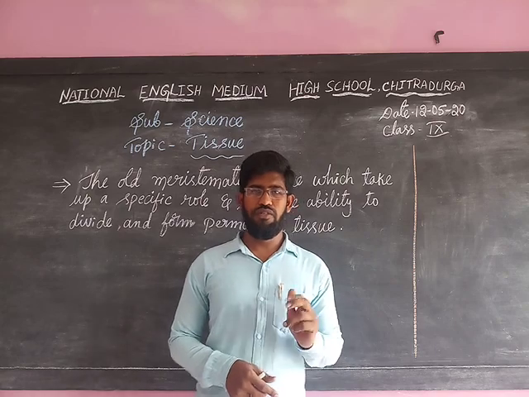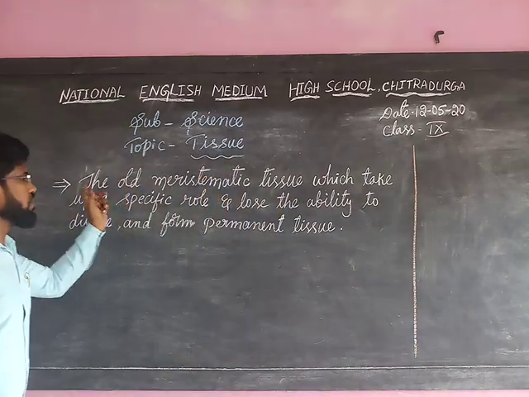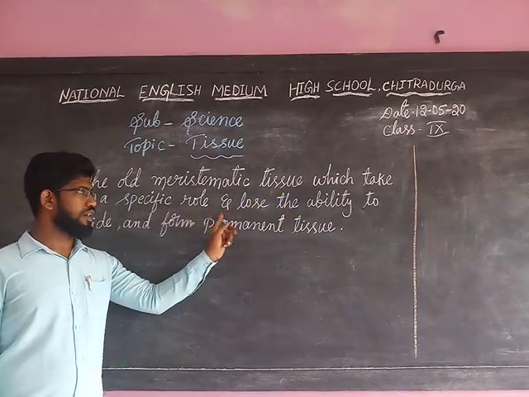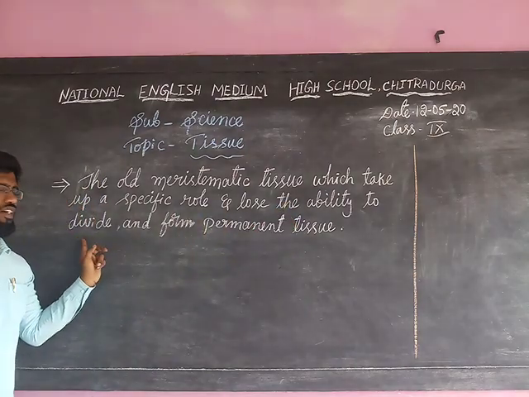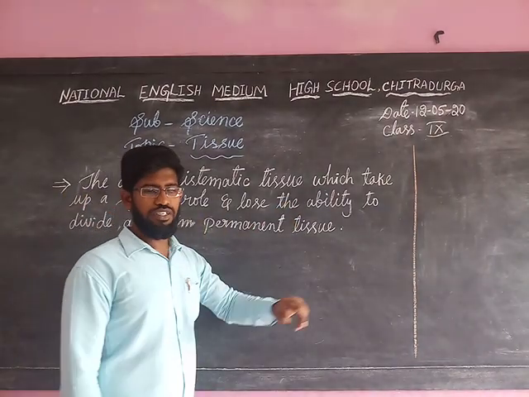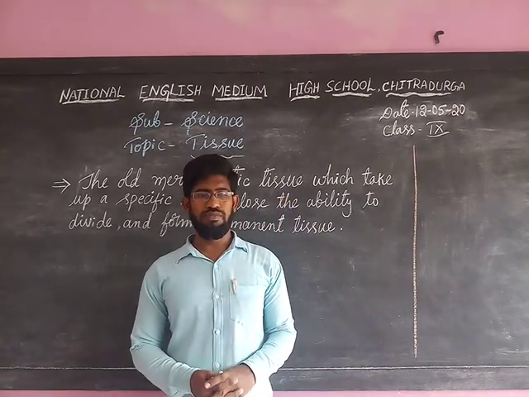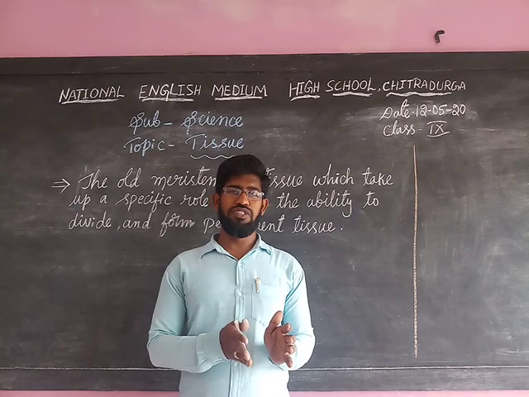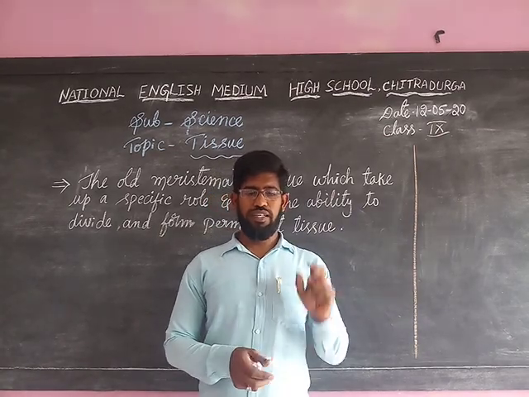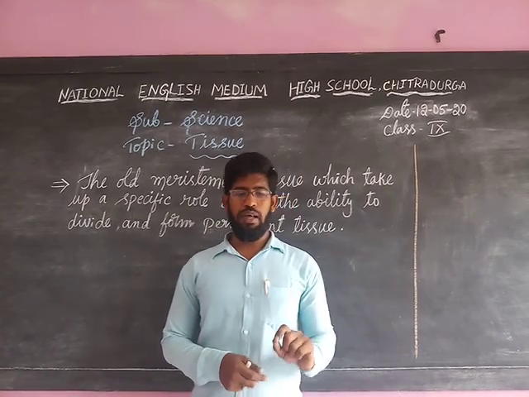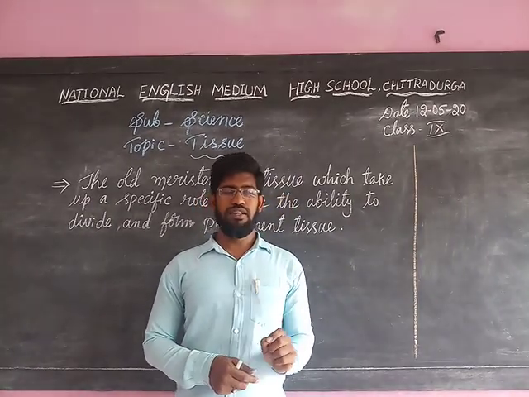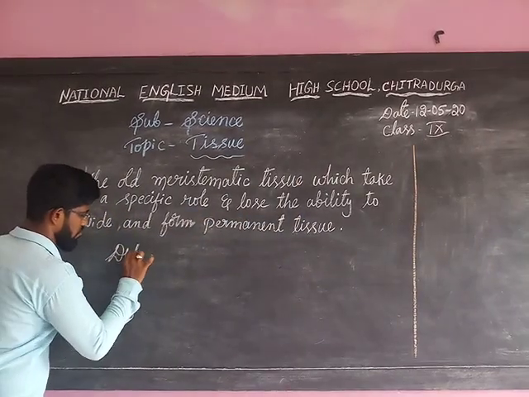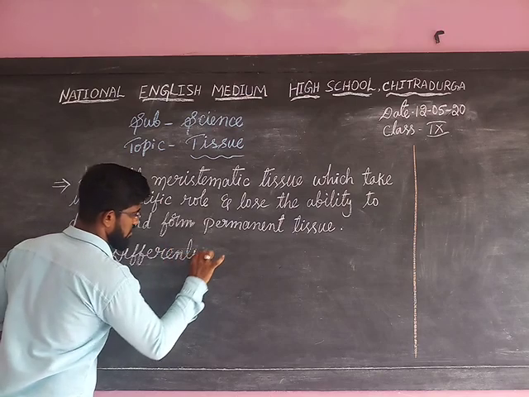Let us see the definition of a permanent tissue. The old meristematic tissue which takes a specific role and loses the ability to divide forms permanent tissue. Understood everyone? So the meristematic tissue is differentiated into a permanent tissue. This process of taking up a permanent shape, size and function is called differentiation.